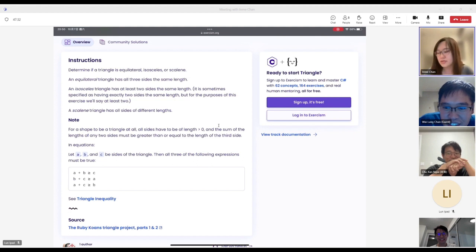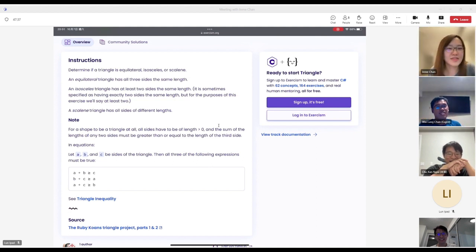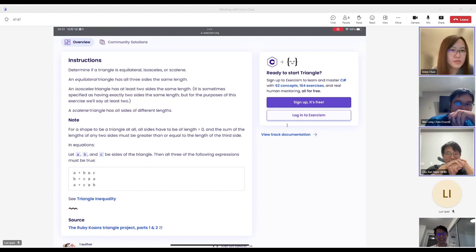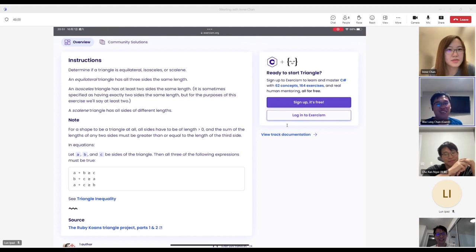Can we just say that the input is integer? Yes, just integer is good. If A equals B equals C, then it's an equilateral triangle. If A equals B or B equals C or C equals A, then it's an isosceles triangle. Else, it's a scalene. Yes, I think that's the logic behind.